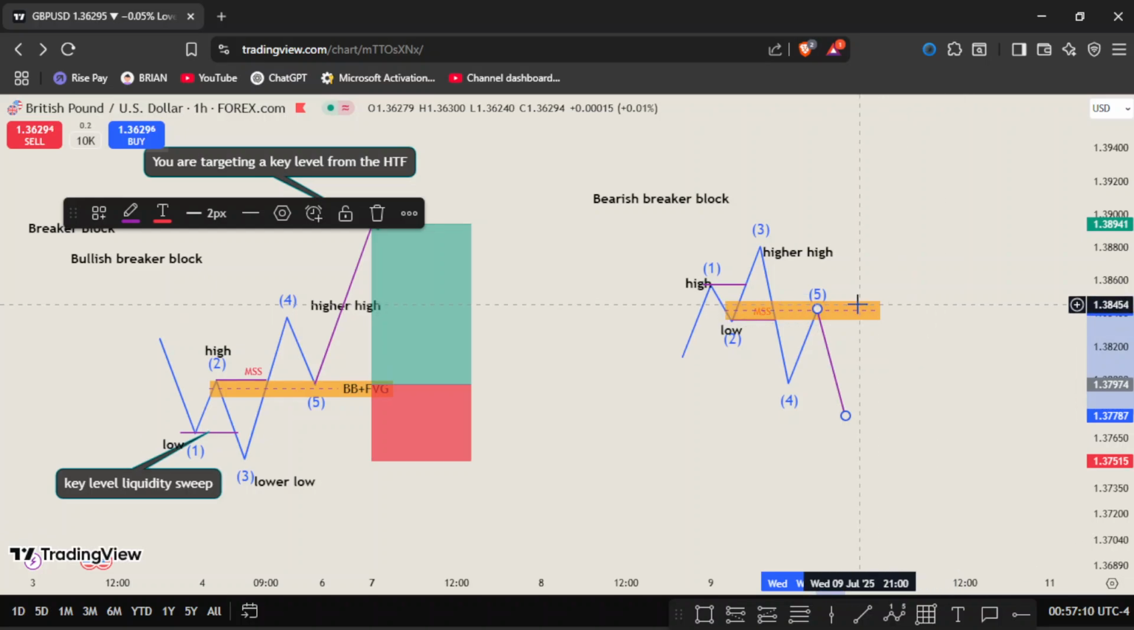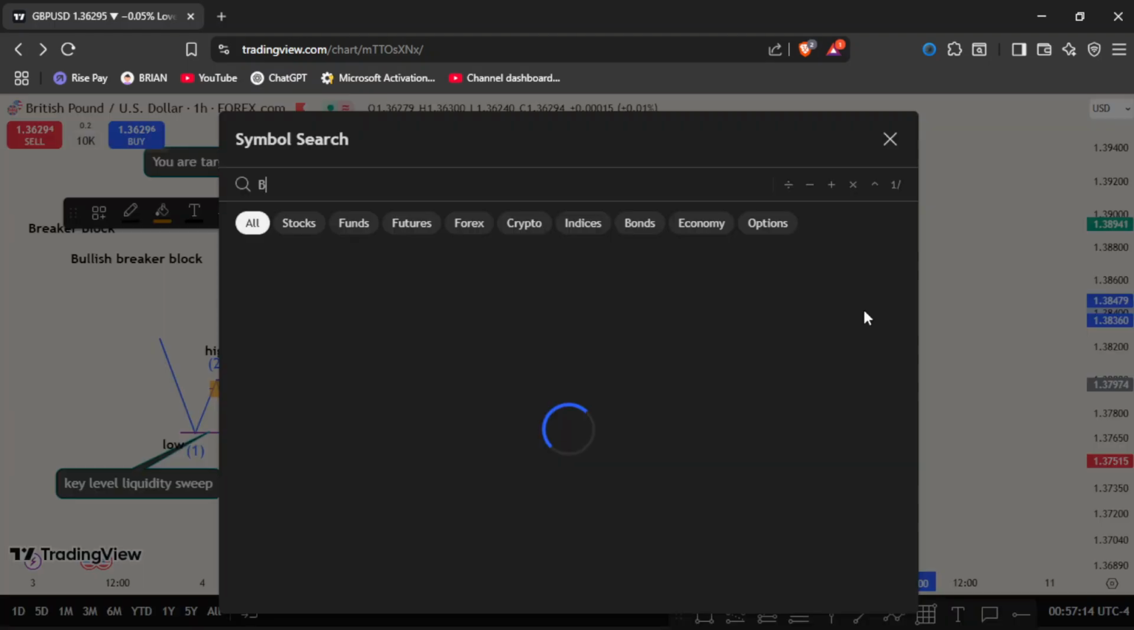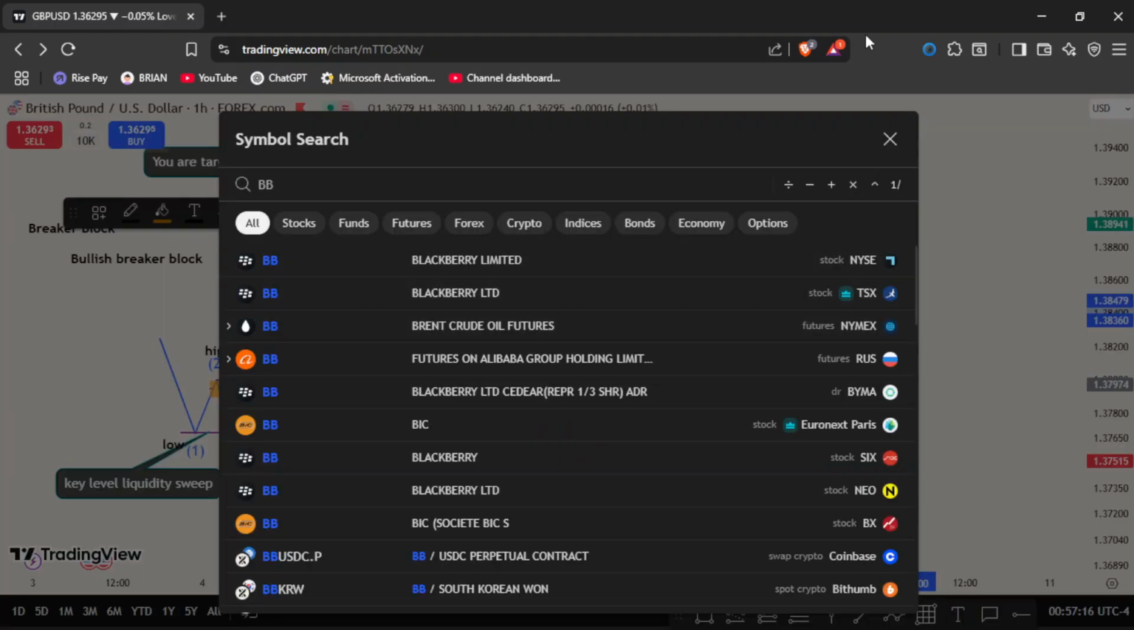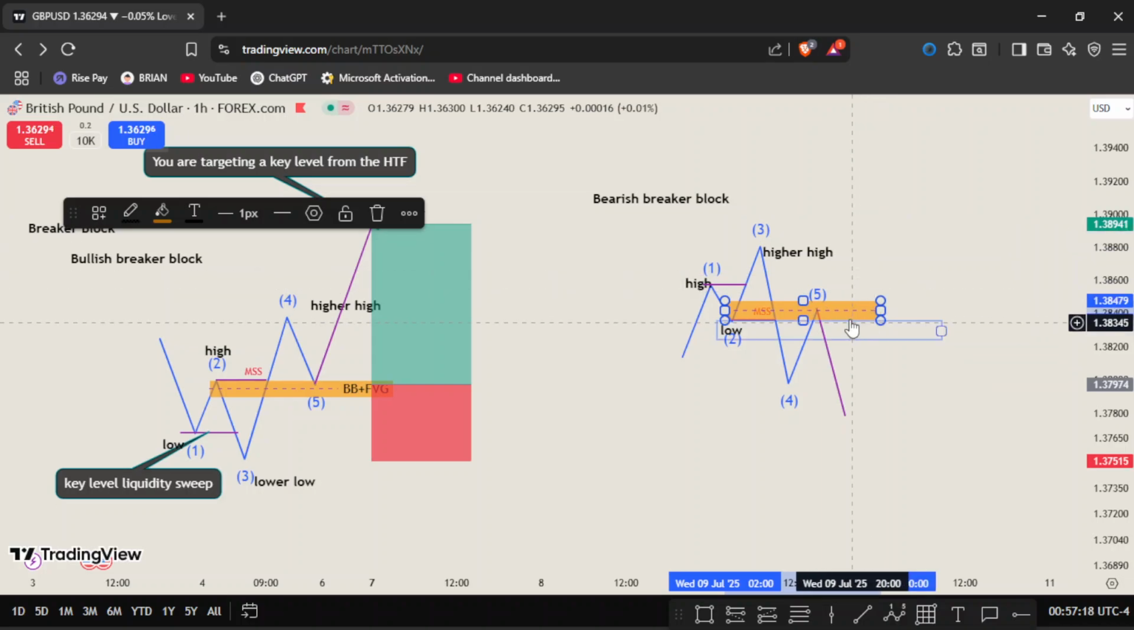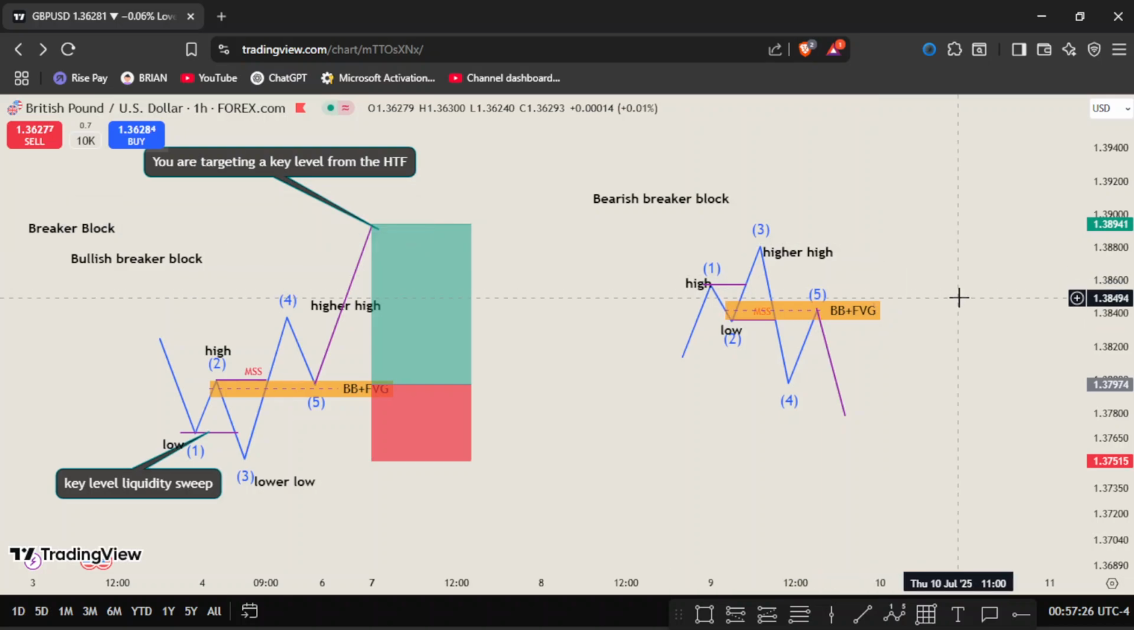So this is a breaker. Sorry about that. This is a breaker block coupled with an FVG. I told you an FVG is what? This is an imbalance. Remember that, I'll not explain that. This is not a beginner's video.